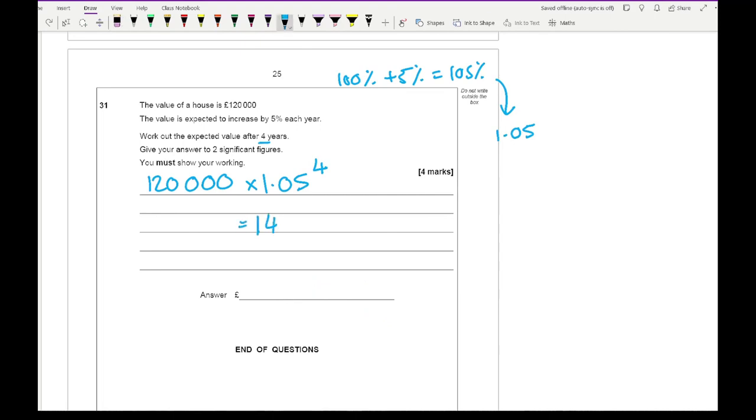So this equals 145,860.75. The second sig fig is 10,000. So round this up, we're going to get 150,000. And there is my final answer.